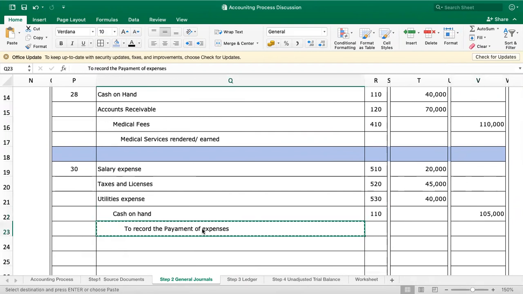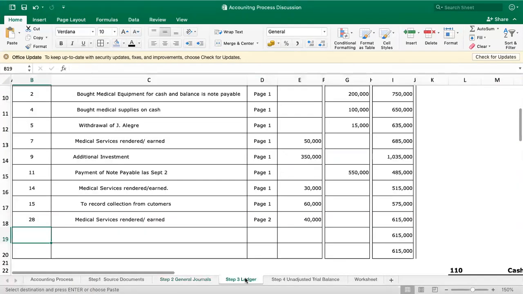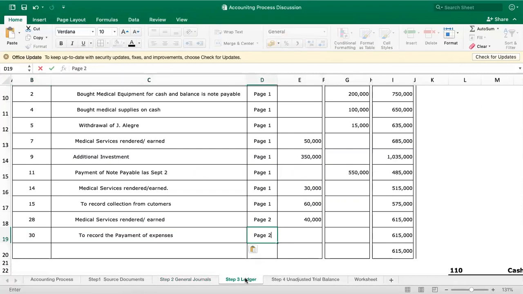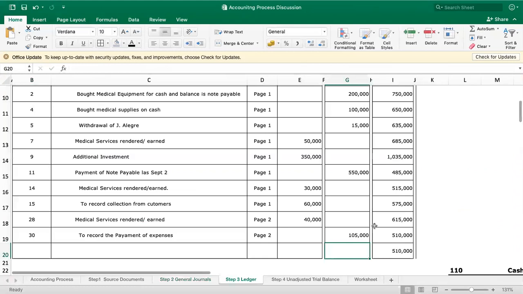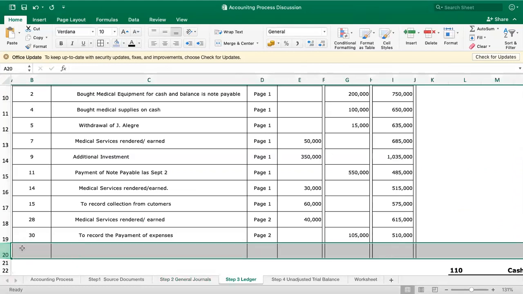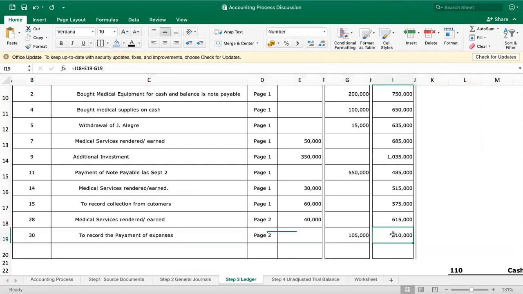So let's copy the explanation. Payment of expenses, that's on page 2. And credit, take note, credit 105,000. So therefore, at the end of September 30, the balance of your cash on hand account is 510 pesos.